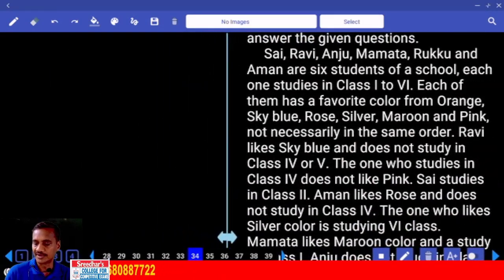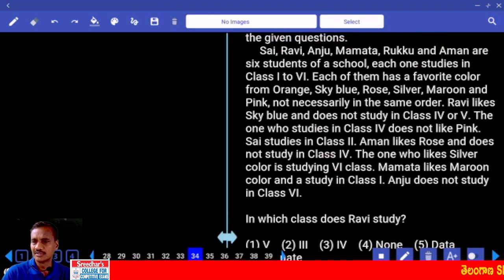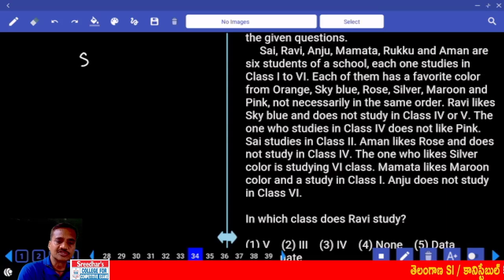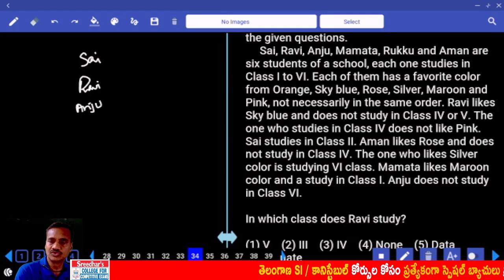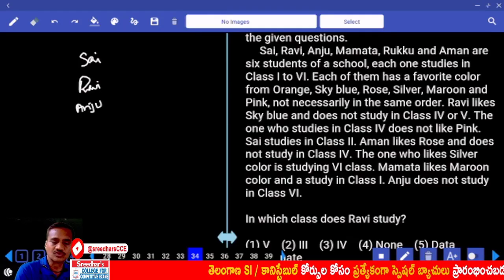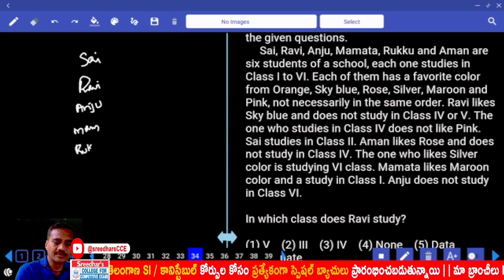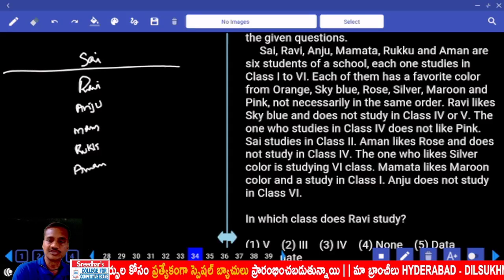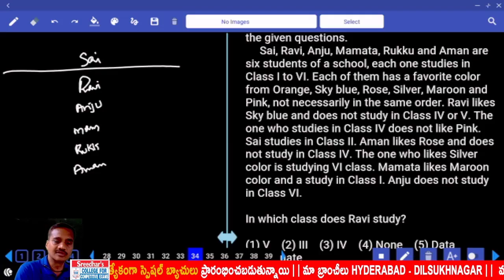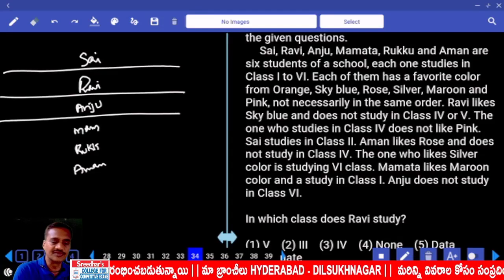Sai, Ravi and so on, these are the people. How many people are there? 6 people: Sai, Ravi, Anju, Mamata, Rukku and Aman. Now these are the 6 persons we have. They each like a different color, and at the same time each one of them is studying in a different class as well.